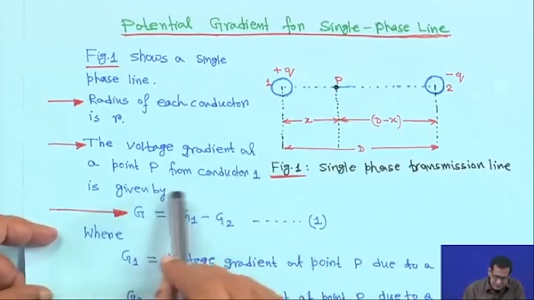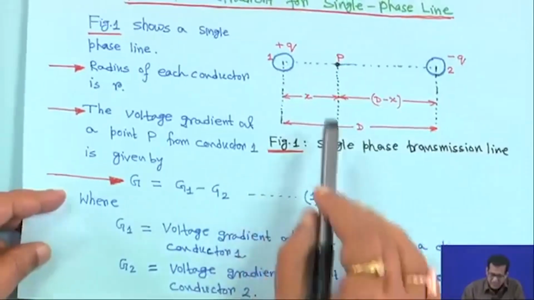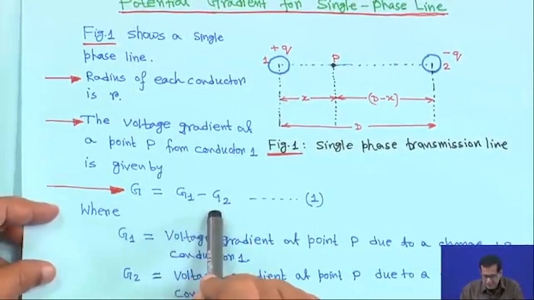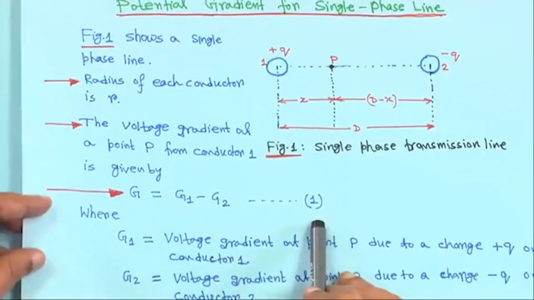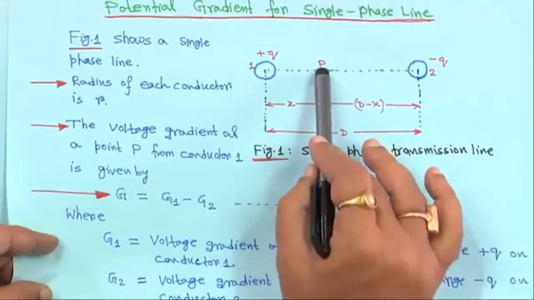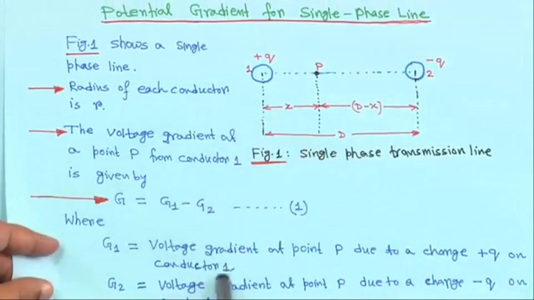So, the voltage gradient at point P is given by capital G equal to capital G1 minus G2. So, this is equation 1, where G1 is the voltage gradient at point P due to the charge plus Q on conductor 1, right.